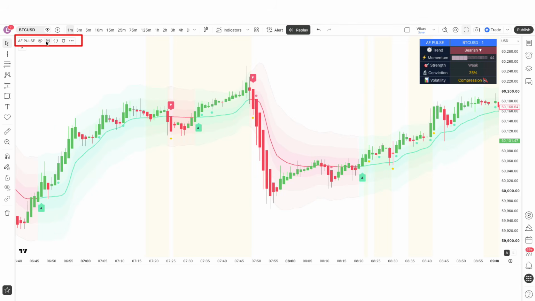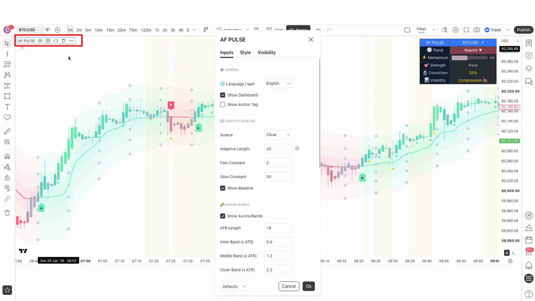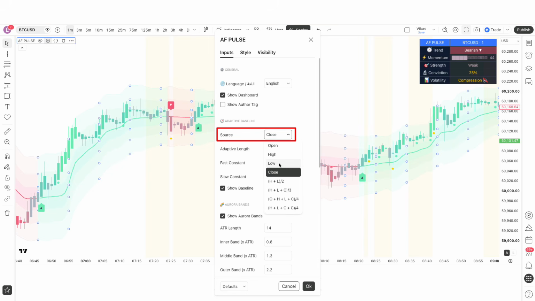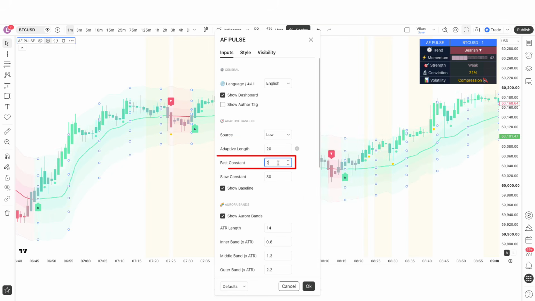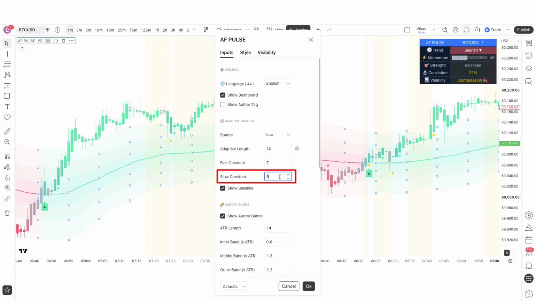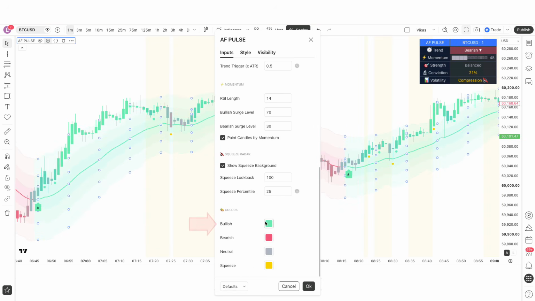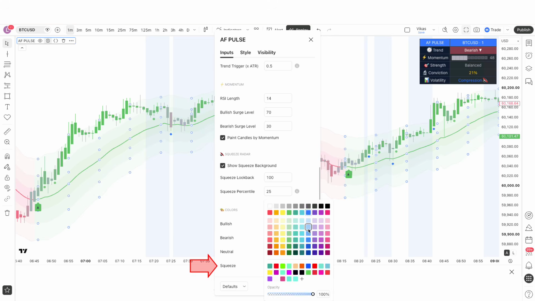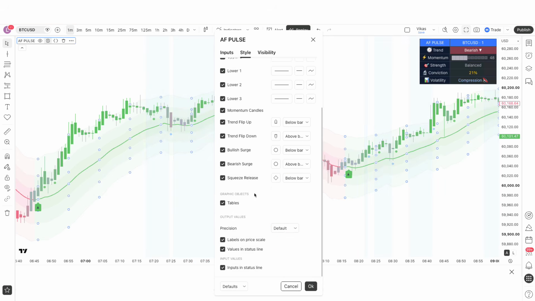Now the indicator settings change for perfect signals. First, change source, close to low, then change fast constant, 2 to 7, then change slow constant, 30 to 5, and then change the bullish color and the squeeze color. Once all changes are made, click OK.